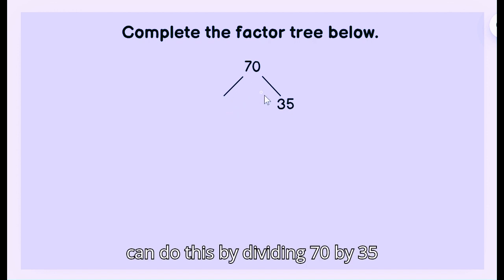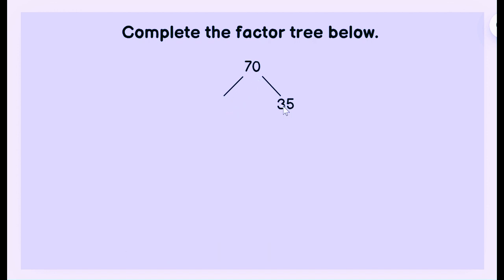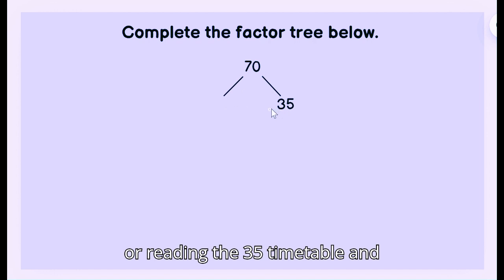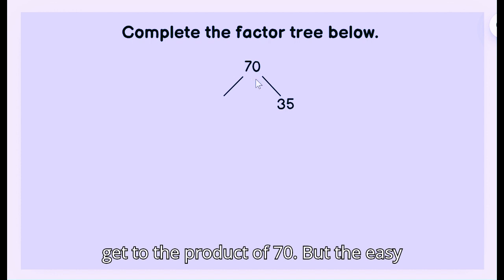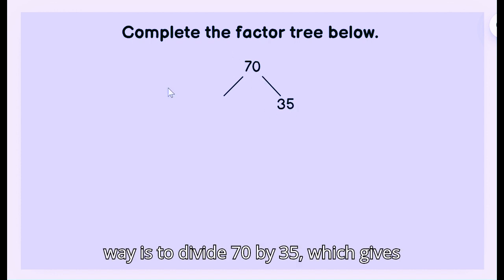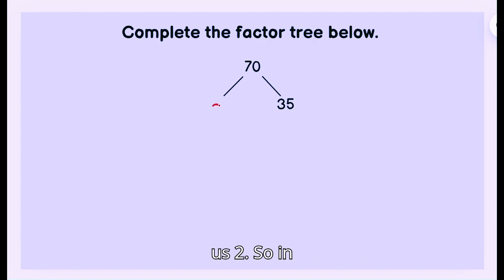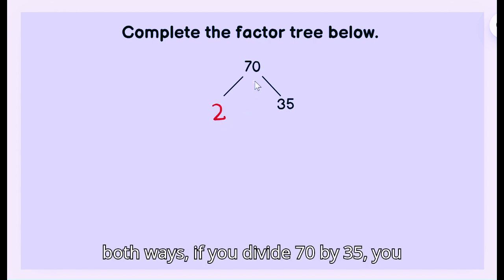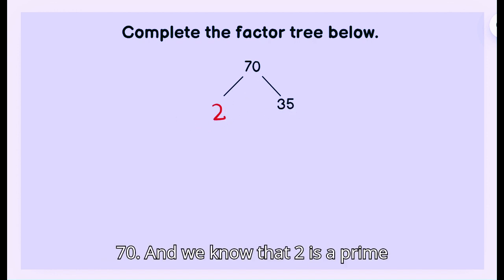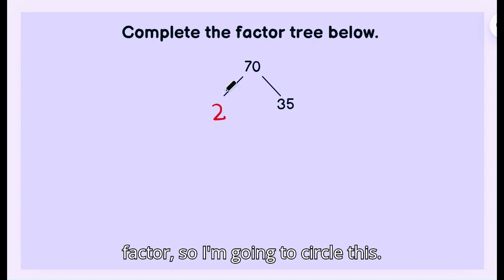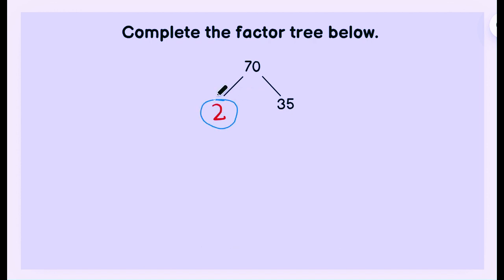We can do this by dividing 70 by 35, or reading the 35 times table and figuring out what number to multiply to get the product of 70. But the easy way is to divide 70 by 35, which gives us 2. So in both ways, if you divide 70 by 35, you get 2, or if you multiply 35 by 2, you get 70. And we know that 2 is a prime factor, so I'm going to circle this.